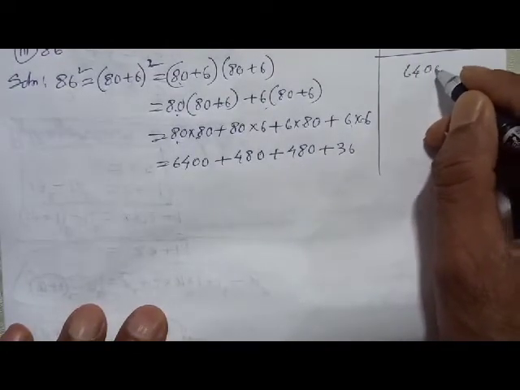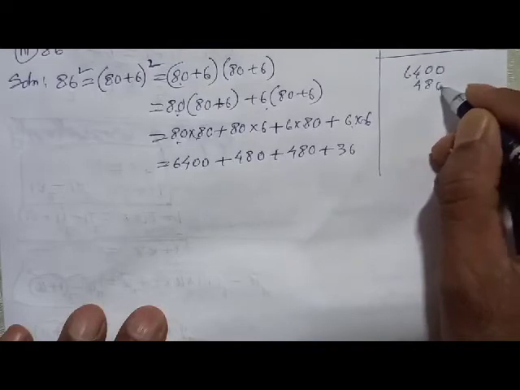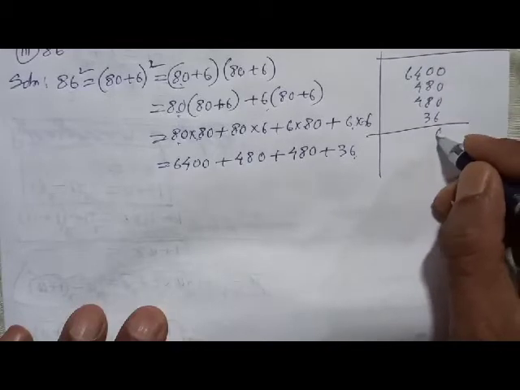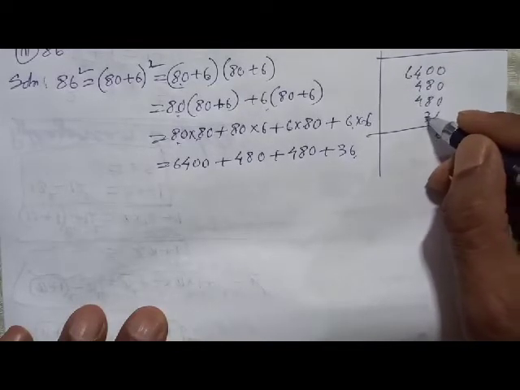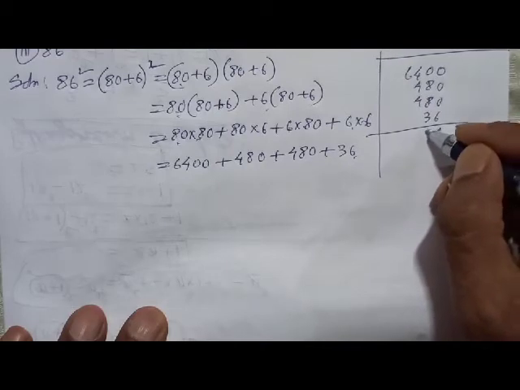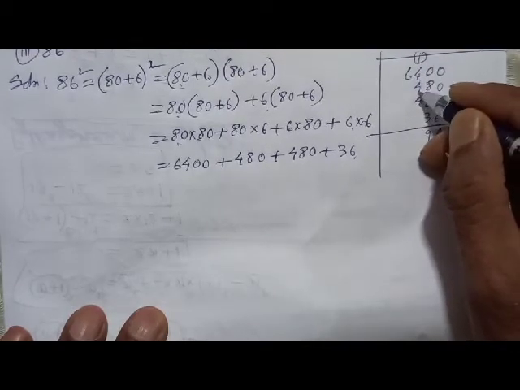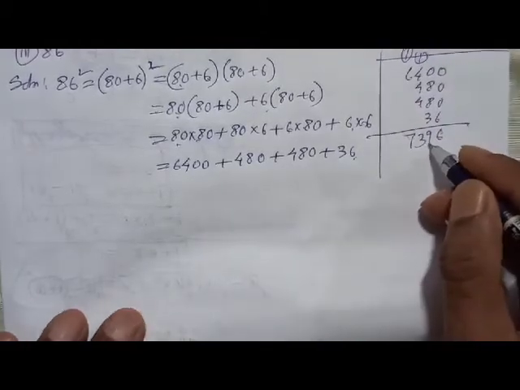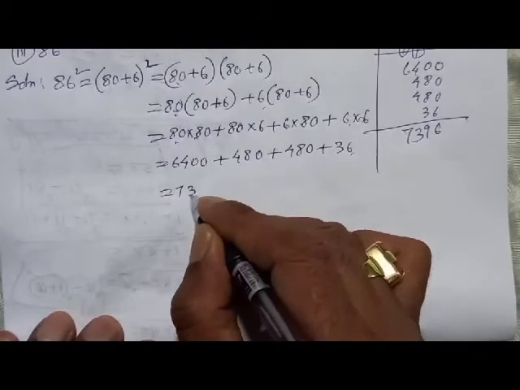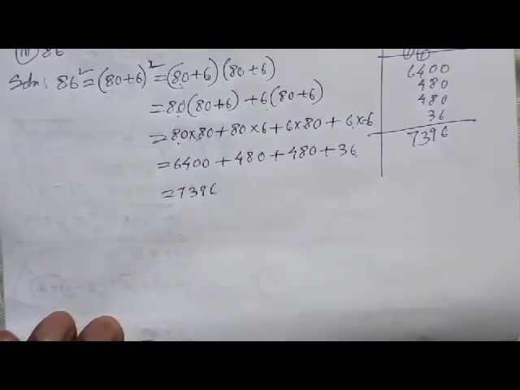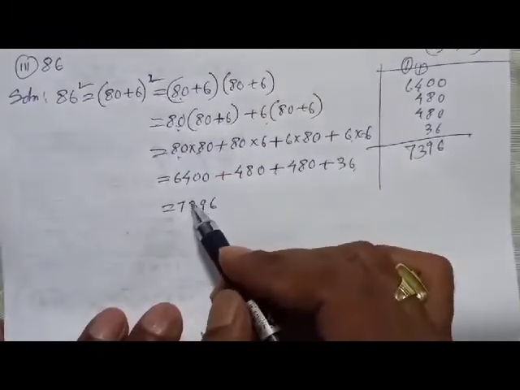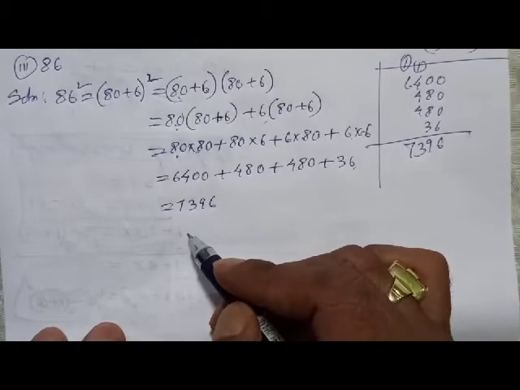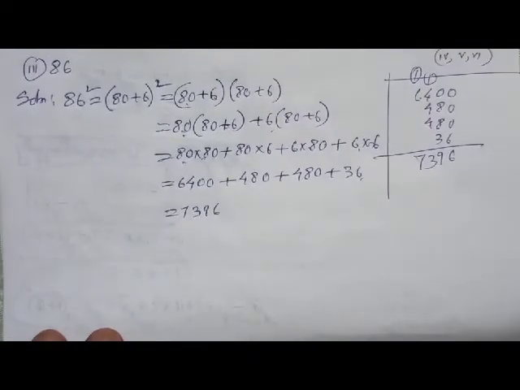6400 plus 480 plus 480 plus 36, adding, we get 7396. Now Roman numbers 4, 5, 6, you practice. Now let us take question number 2.